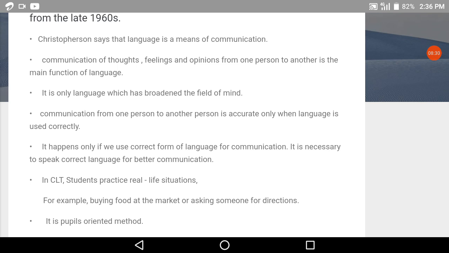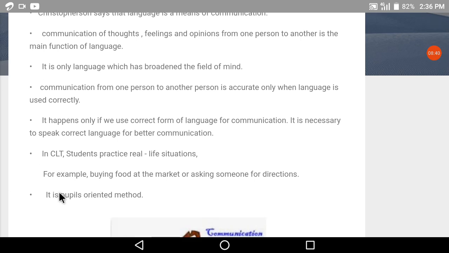If I want to teach my students the English language, I have to emphasize this kind of activity if I am using the CLT method. If I am going to teach the Gujarati language to the students, I have to ask them to do some activity. From that kind of activity, they might gain clarity about the language. It is a pupil oriented method, which means it emphasizes the student.